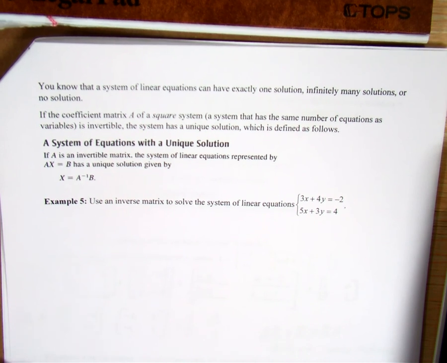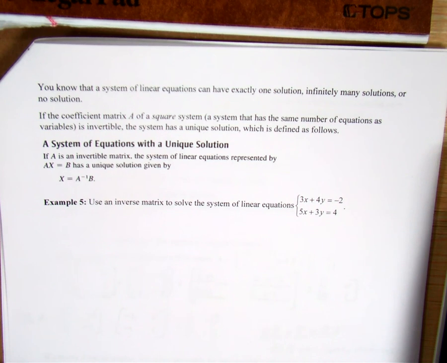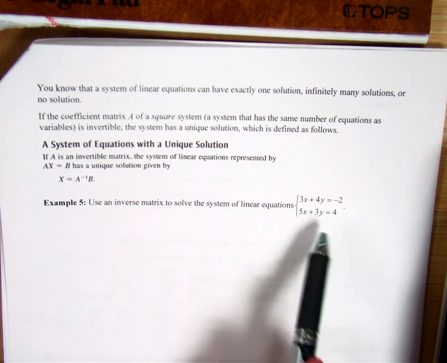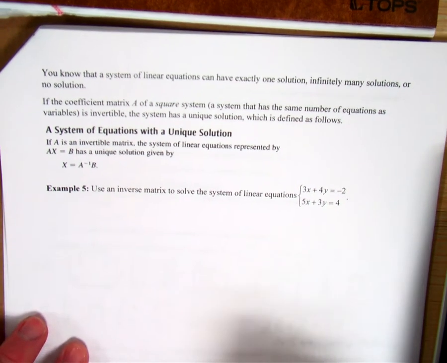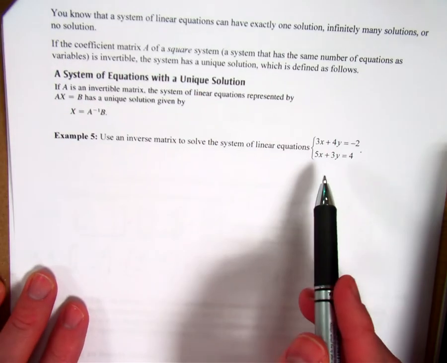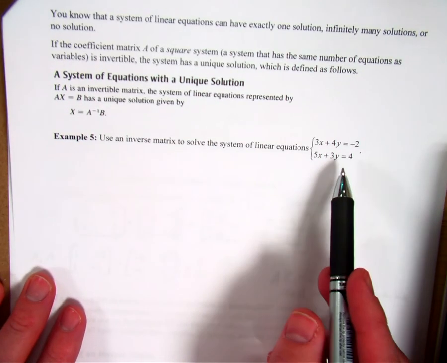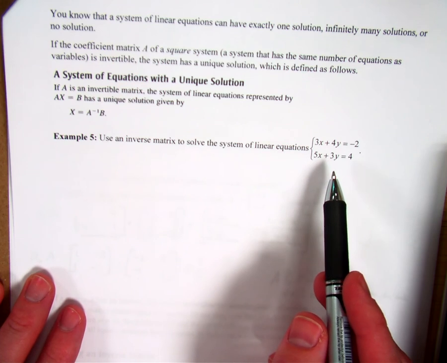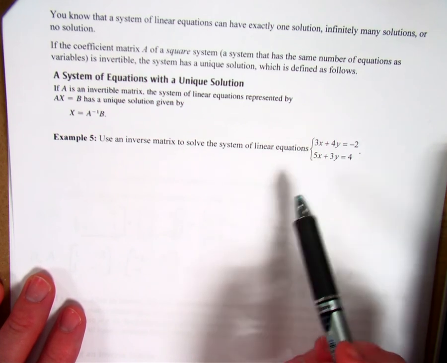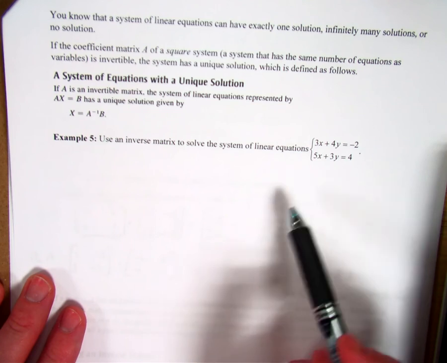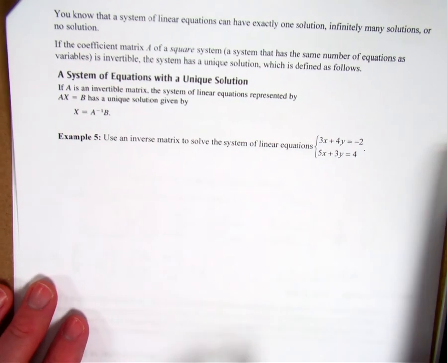Alright. So, let's use an inverse matrix to solve the system of linear equations. It's a 2 by 2, so I'm probably just going to use the formula. Alright, and no, we're not just going to type this into the calculator. You're going to have to either use the augmented matrix strategy to come up with the inverse, or the formula here. If it's a 2 by 2, we could use that to come up with the inverse.